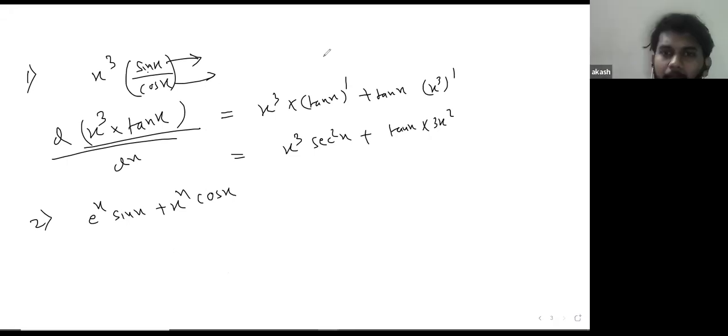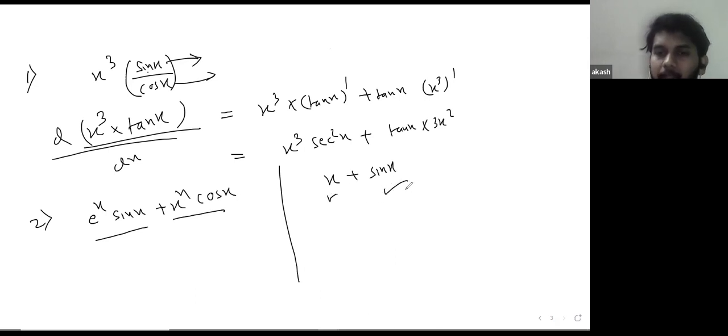No, Rehman, see, there are two functions added, right? If I ask you to differentiate x plus sin x, then what will you do? You will differentiate this one, then add, right? Same way, what you can do is differentiate this function, then differentiate this function, then add them together. What you are doing is differentiating both the functions simultaneously. That is not the correct way. All right, Aman.